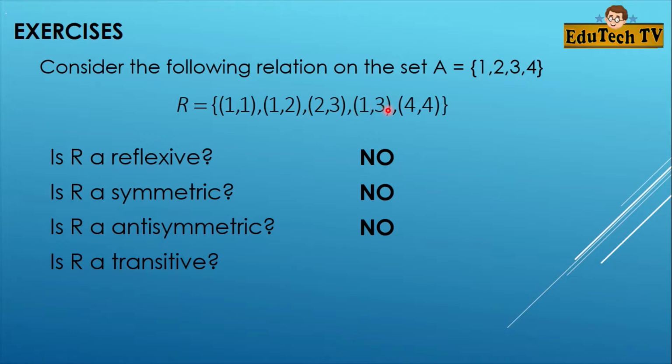We have also 1, 3. So wala ding 3 na nag-start dyan. 4, 4. Of course, same lang yan. So it is also transitive. So since pasok yung tatlo, so itong relation na to dun sa transitive, then masasabi natin na this relation R is a transitive relation.